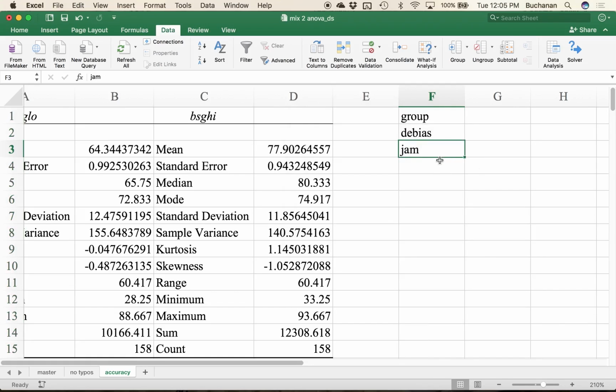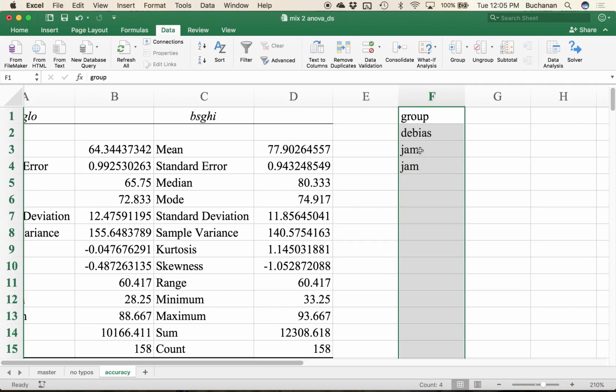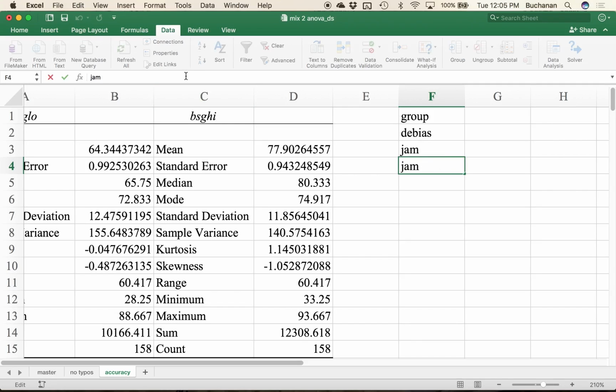The worst thing in Excel sometimes is when you have one that's got a space at the end. It looks right, but when you do remove duplicates, it's going to show you that there's 2 of them here, and generally that's the issue. And so if you have 2 of them that visually look the same, I would say one of them probably has a space at the end.